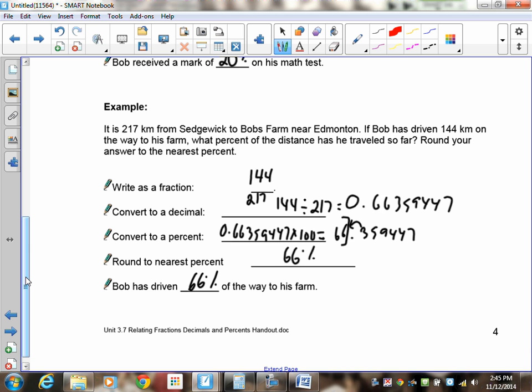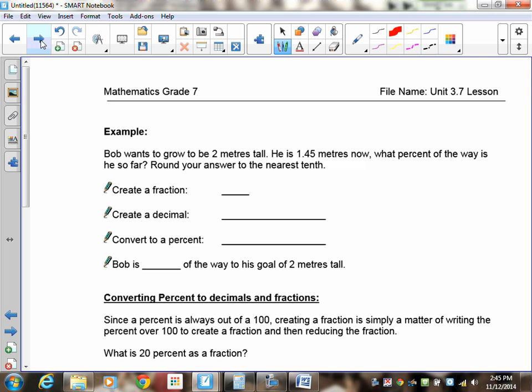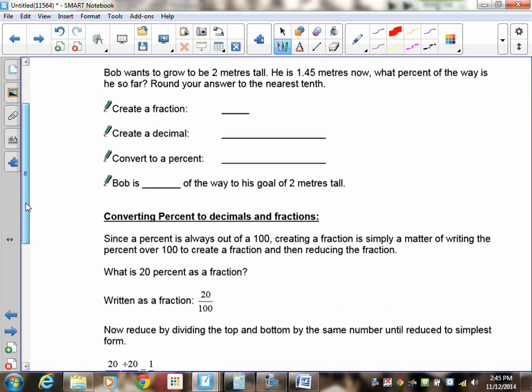All right, turn the page. Bob wants to grow to be 2 meters tall. He's now 1.45 meters. What percent of the way is he so far? Round your answer to the nearest tenth. So, pause the recording, solve this question.